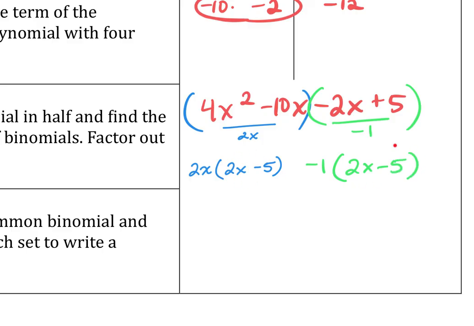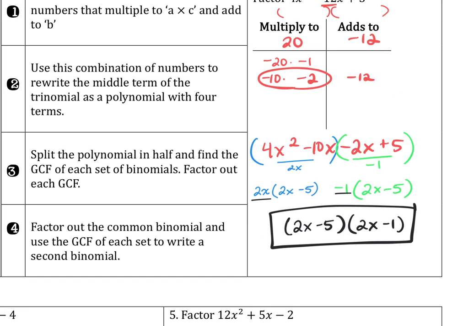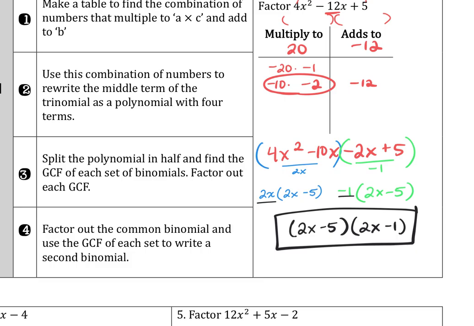What do you notice about these remainders? They're the same. And that should be true every single time. If you factor out the GCF from each half and your remainder is not the same, you know you've done something wrong. So this matching remainder is one of your final binomial terms. So 2x minus 5 is one of your binomials. And your other binomial comes from these GCFs. So 2x minus 1. And that is the factored form of the 4x squared minus 12x plus 5.